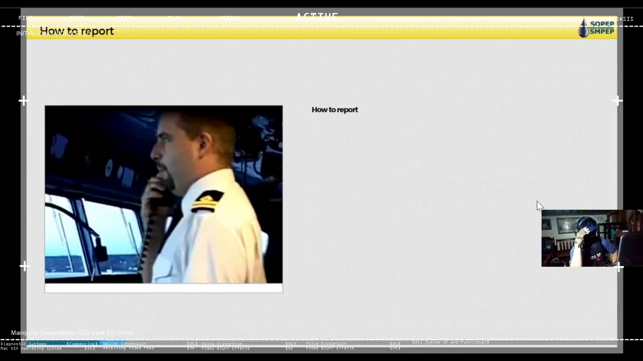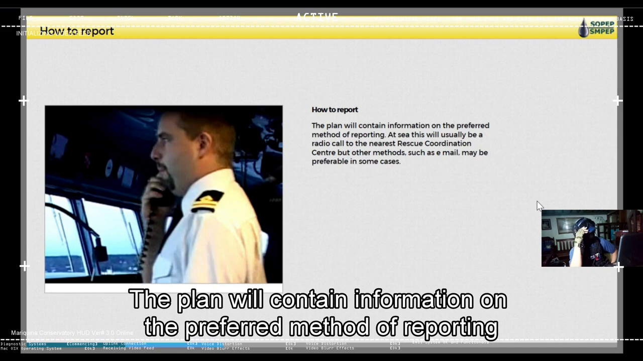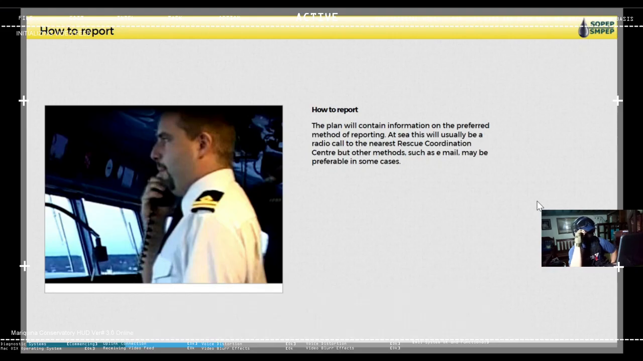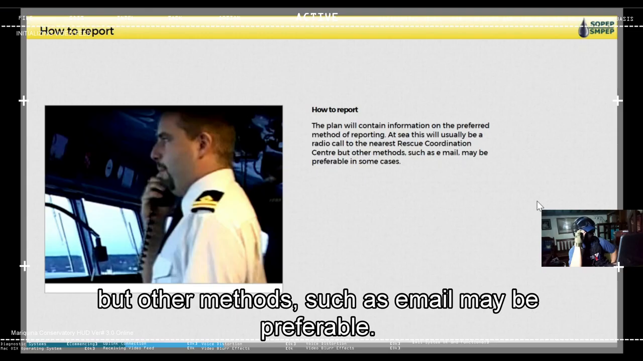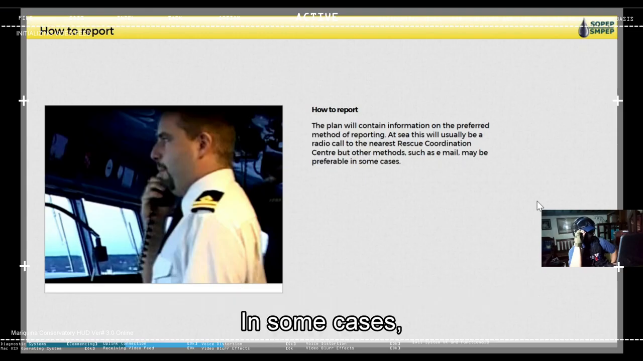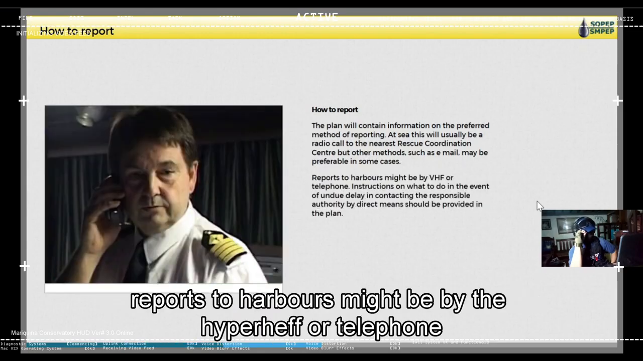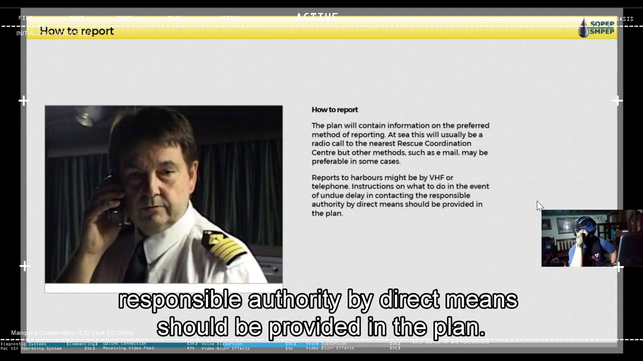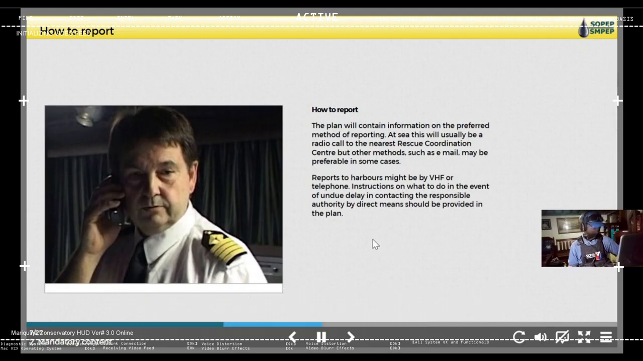Okay, so how to report? The plan will contain information on the preferred method of reporting. At sea, this will usually be a radio call to the nearest rescue coordination center, but other methods, such as email, may be preferable in some cases. Reports to harbors might be by VHF or telephone. Instructions on what to do in the event of undue delay in contacting the responsible authority by direct means should be provided in the plan.